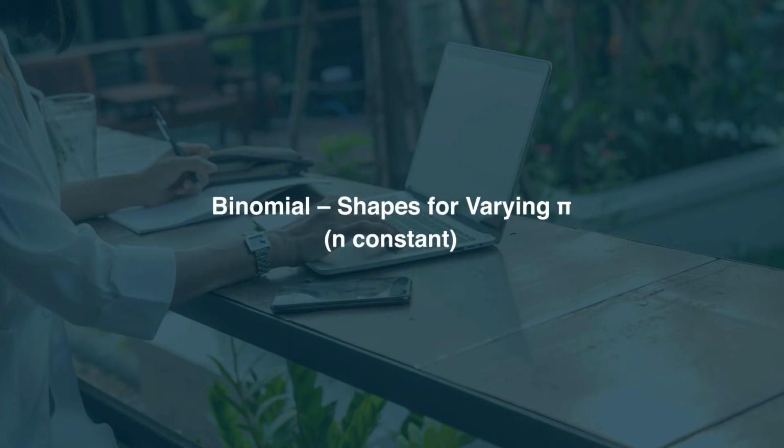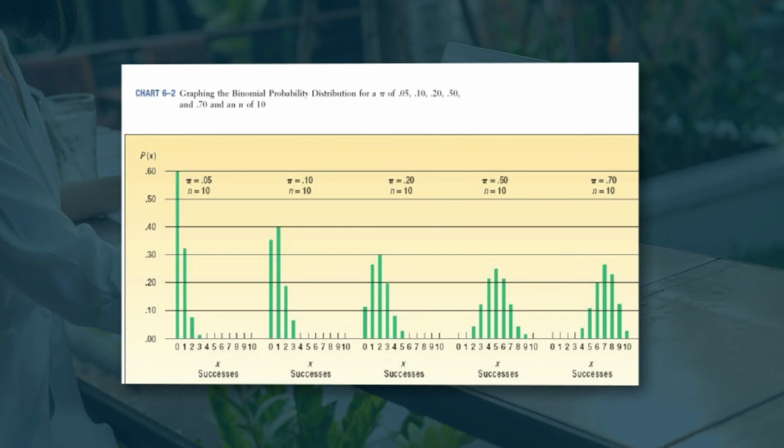So binomial shapes vary with pi. If the value of pi is 0.5 and n is equal to 10, you get a figure in this way. If the value of pi is 10 and n is equal to 10, you get a success in this way. If the value of pi is 0.2 and n is equal to 10, you get a figure in this way. So this is called binomial shapes varying with the pi constant, and this is another way of presenting the thing. So we have talked more about the binomial distribution.